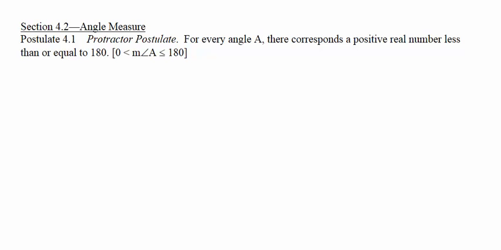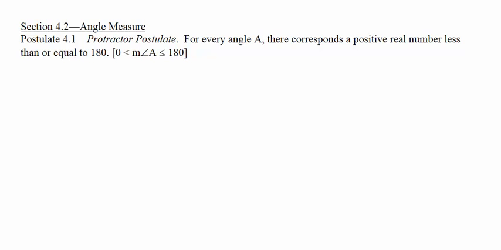Okay, the first postulate we have today is postulate 4.1, the protractor postulate. If you don't already have a protractor, you need one for this lesson, so make sure you pick one up. You can get them cheap at Walmart or even the drugstore, or Publix carries them anywhere.